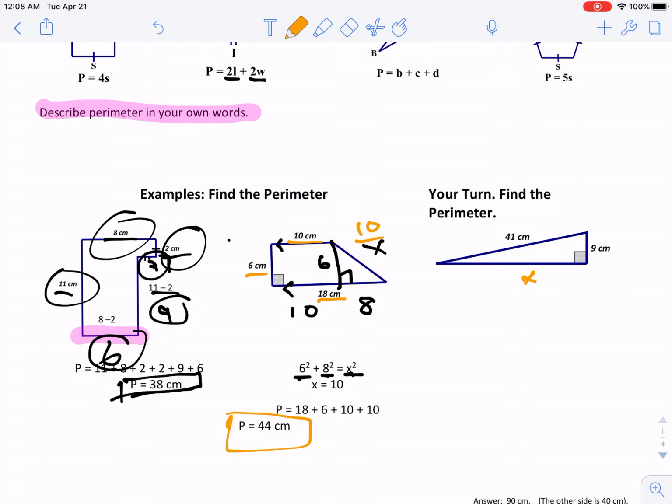All right, this side's my hypotenuse, so that's my c. I'm going to let 9 be a and x be b. So I'm going to do 9 squared plus x squared equals 41 squared. All right, we'll find x from there. Perimeter, we add all three sides. All right, hopefully that's pretty simple.